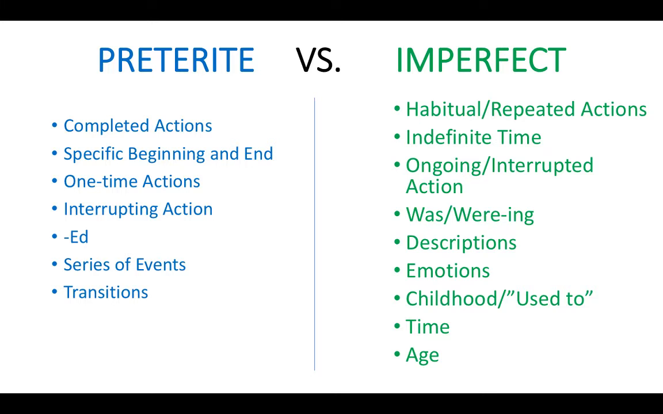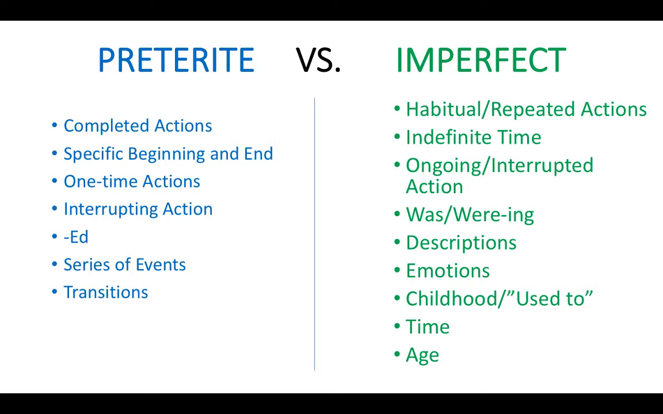Okay, you also see the imperfect used a lot with emotions and descriptions as well as ages. So when he was 15, once upon a time, those kinds of things very commonly use the imperfect.